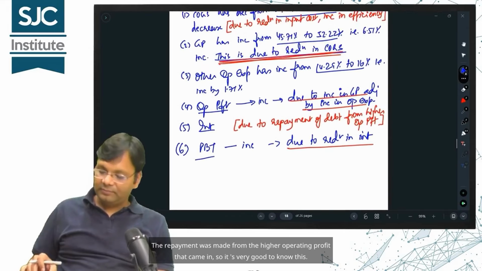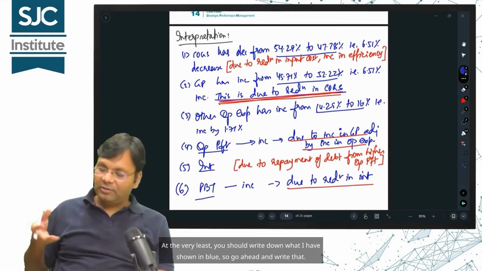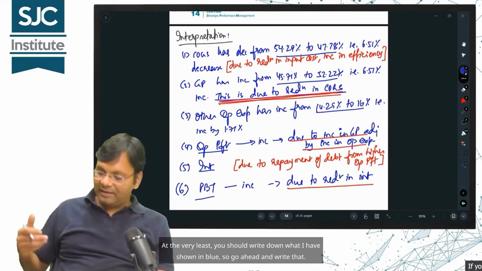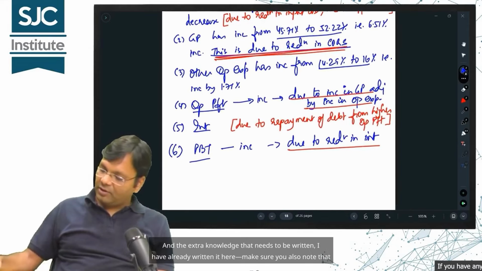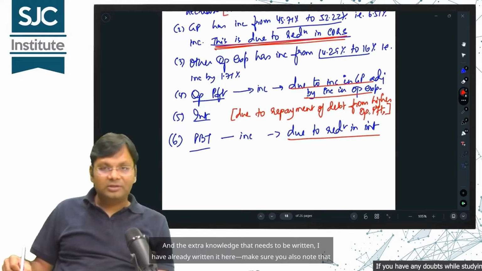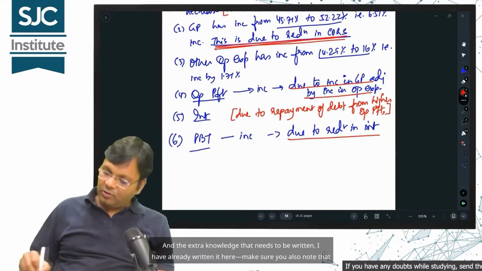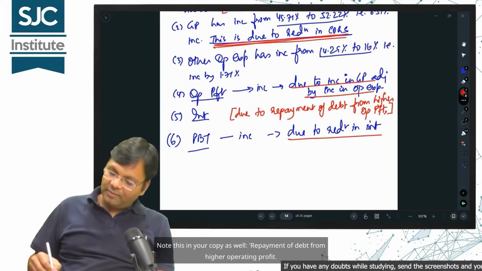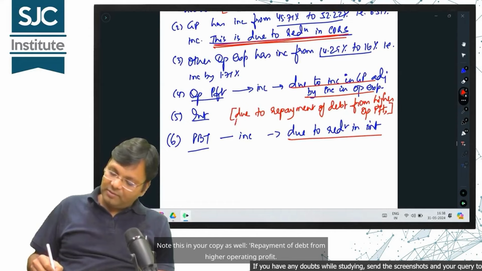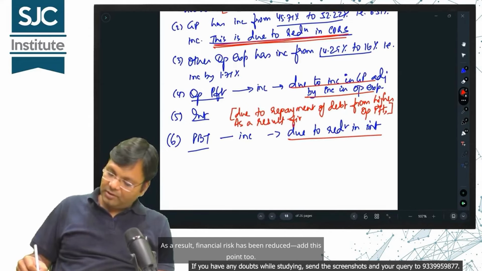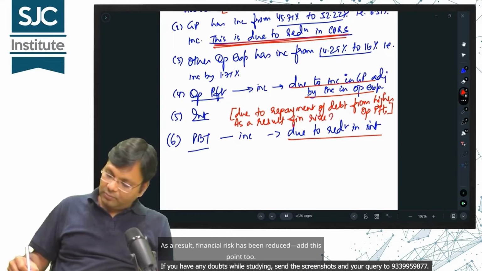to know this. At the very least, you should write down what I have shown in blue, so go ahead and write that. And the extra knowledge that needs to be written, I have already written it here. Make sure you also note that down in your copy. Note this in your copy as well, repayment of debt from higher operating profit. As a result, financial risk has been reduced at this point too.